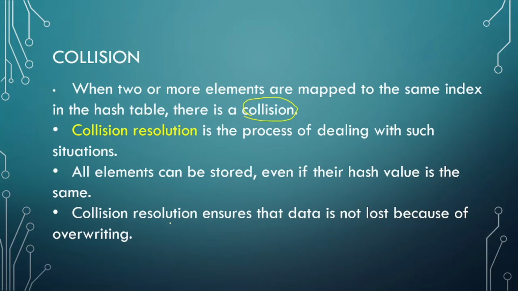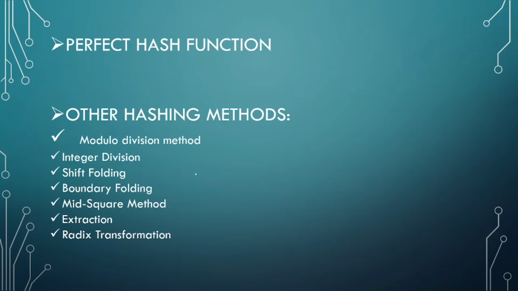Collision resolution helps so that the data will not be lost or overwritten. But there are no collision resolution techniques in the curriculum. We are going to learn only the theoretical part. What is the meaning of collision? What is the meaning of collision resolution? And what is the meaning of perfect hash function? This also may come for one mark.